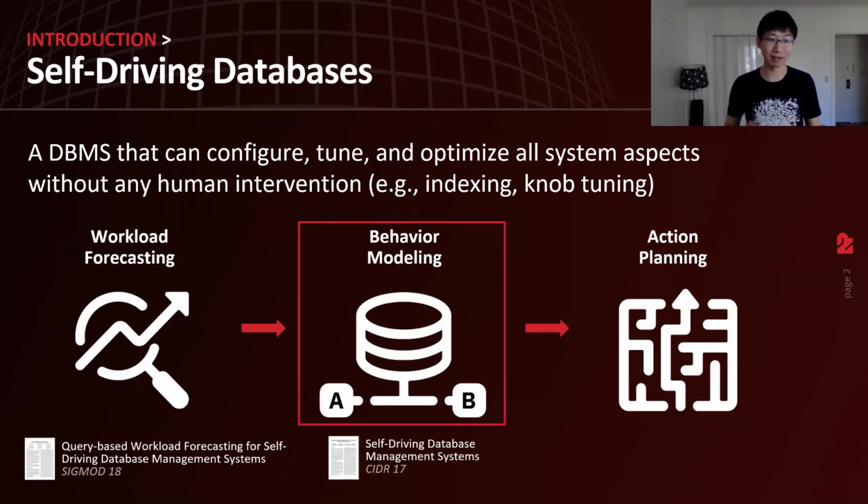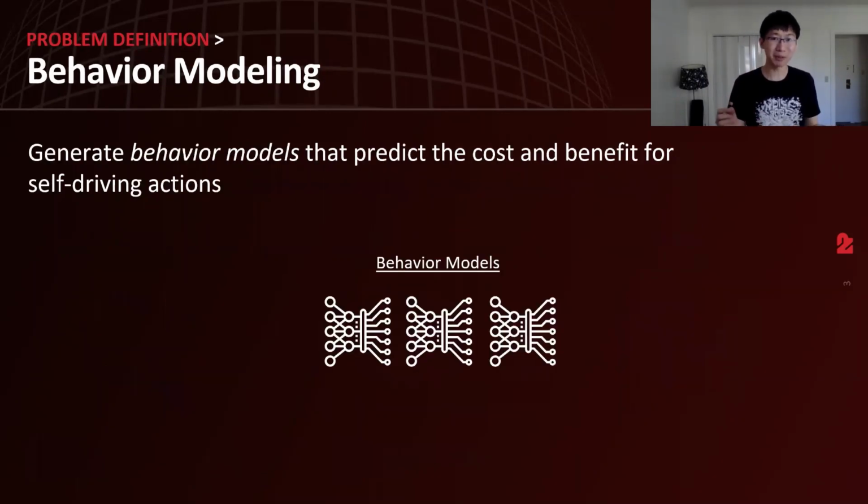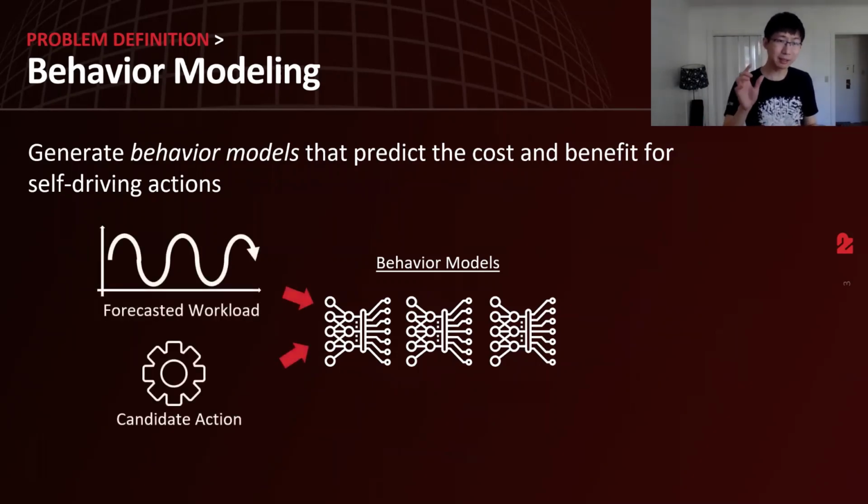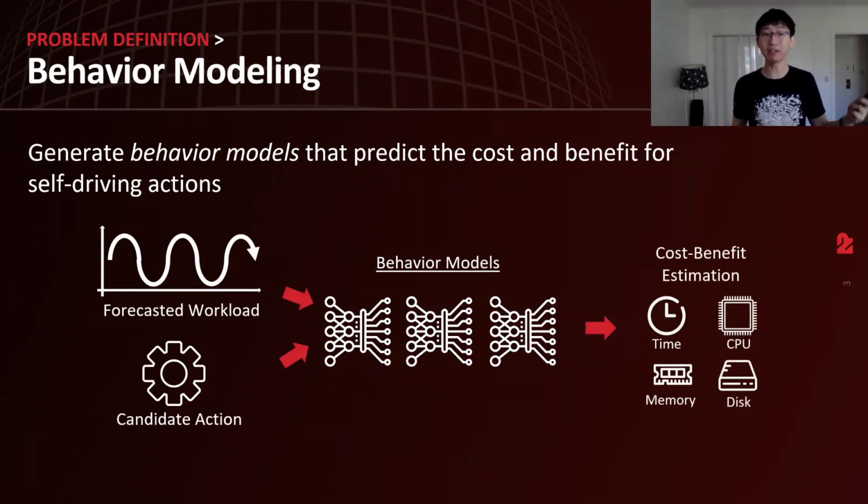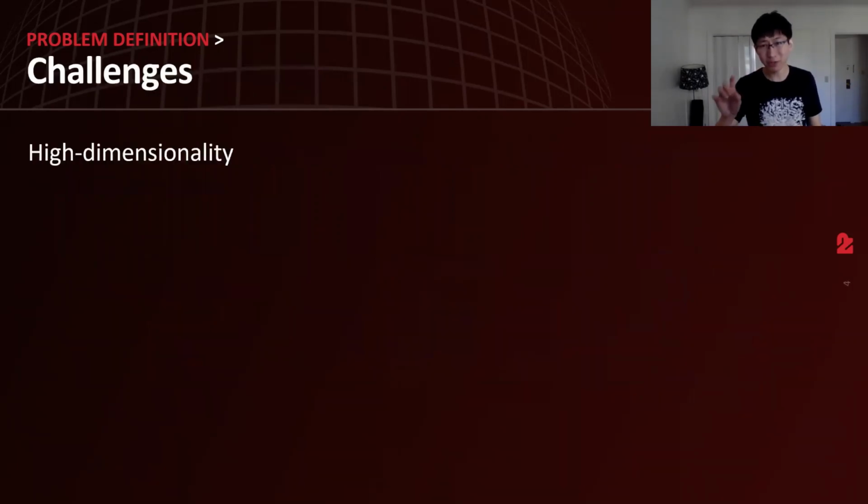Today, I'll discuss our design of the second component, behavior modeling. We think behavior modeling is really a fundamental step towards building self-driving databases. To be slightly more specific, the input of behavior models are the forecasted workload in the future and a candidate self-driving action that the system may apply, such as building an index. Then the outputs are the cost and benefit estimations for that action on the specific workload. This could include how long this action takes, how this action helps improve the query latency, as well as the changes in resource consumption.